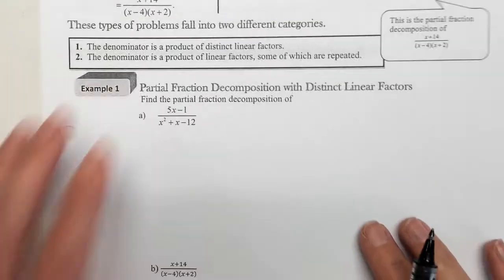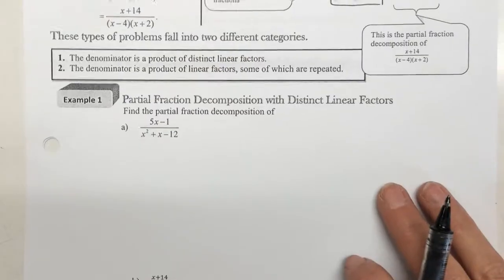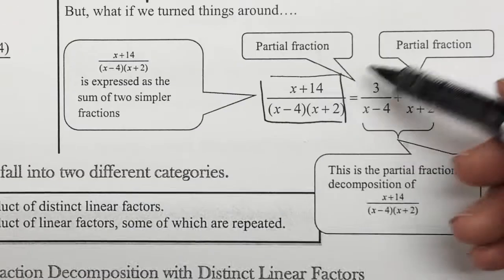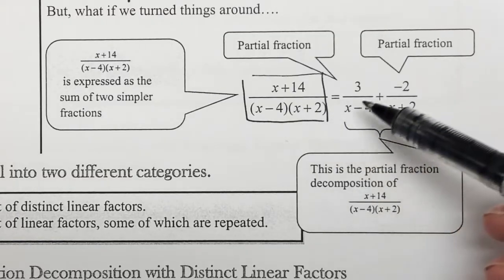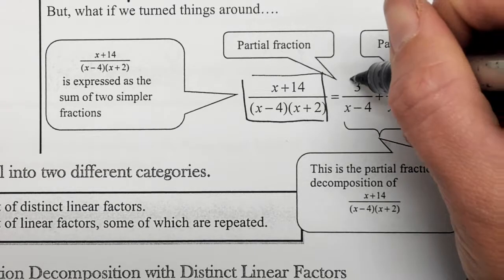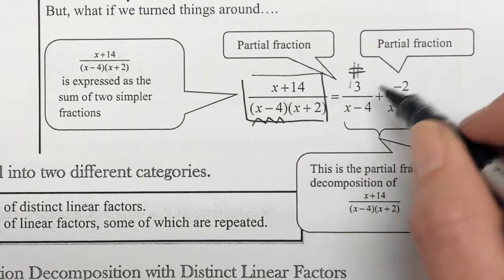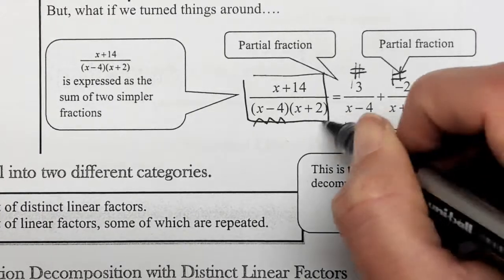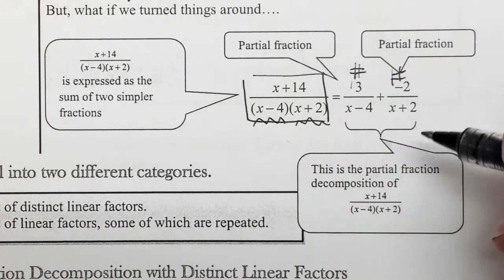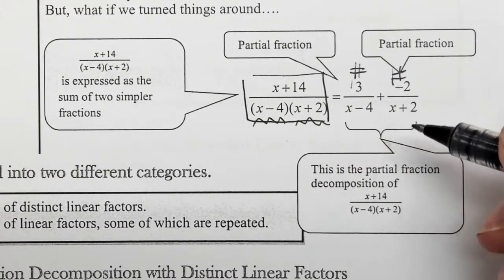Alright, so here's how we're going to set it up. As you can see for this first rational function, it breaks up into some number over the first factor and some number over the second factor. So we know what the denominator is going to be, we just have to figure out what the top is going to be.